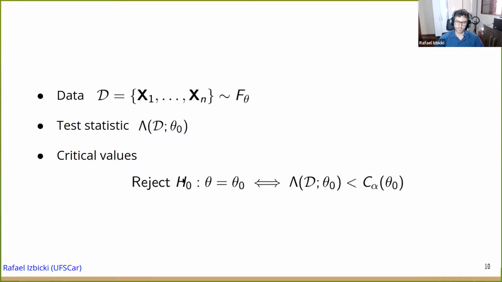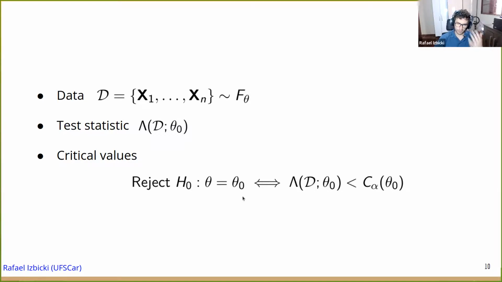And we're going to reject the null hypothesis if and only if the test statistic is smaller than a constant. That constant, of course, is going to depend on the probability of type 1 error we want to make, and theta 0, the null hypothesis. So the cutoff can be different for different null hypotheses.